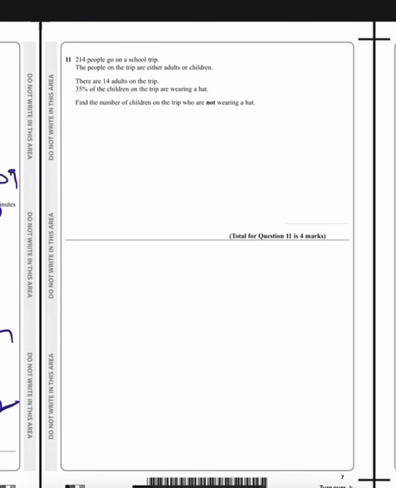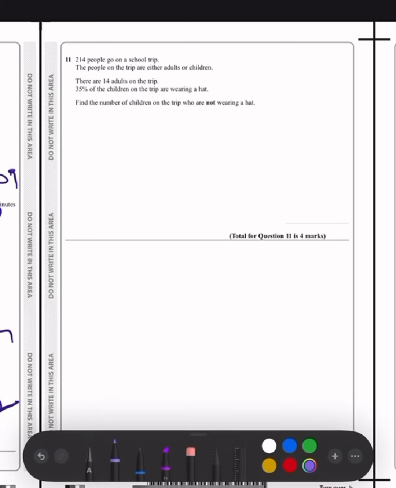Again, tricky question here. Firstly, they're asking us about the number of children, because the question is particularly based on how many children did not wear a hat. The whole question, by common sense, is based on children. So we know that the adults are out of this. We know a total of 214 people are going on a trip. We know there are 14 adults. So how many children are there in total? The first step would be to get the children. So 214 minus 14 gives us 200 children.